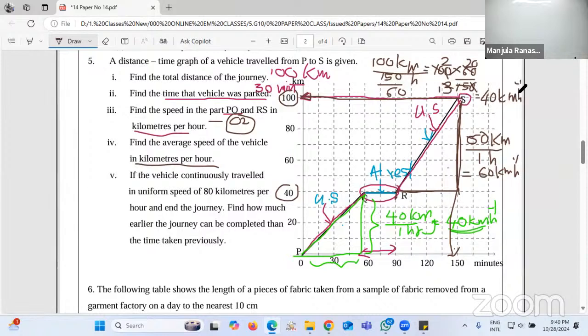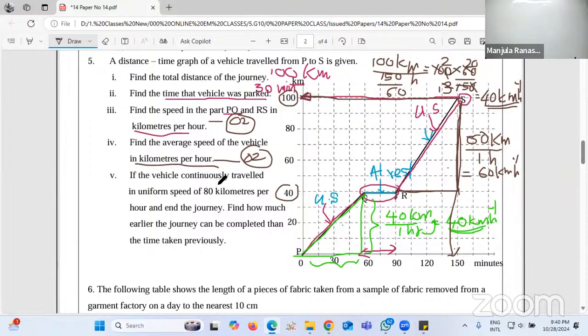So that is the average speed of the vehicle. So for average speed, you have 2 marks. So remember how to take total distance over total time. Total distance over total time.